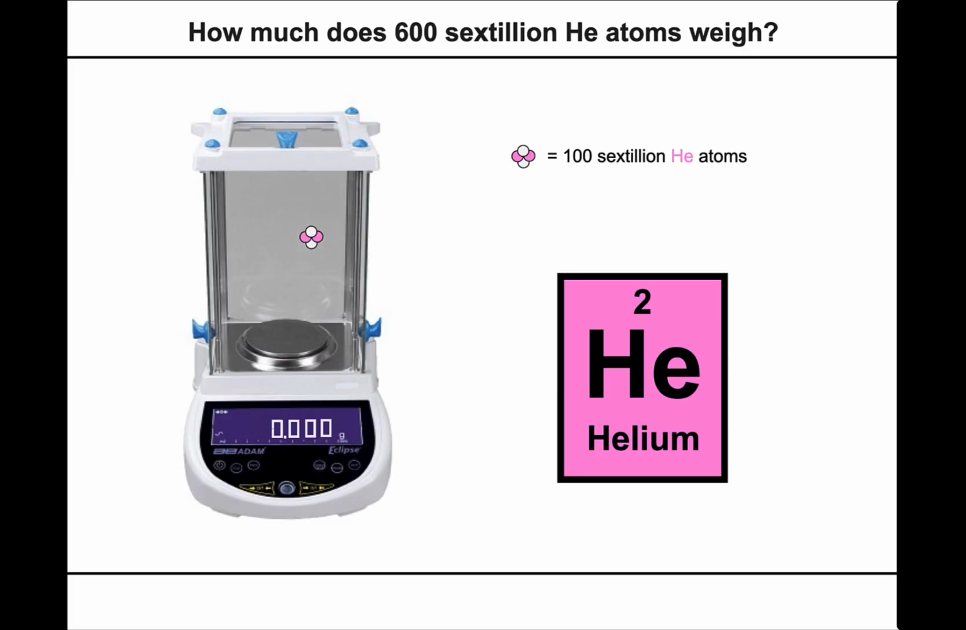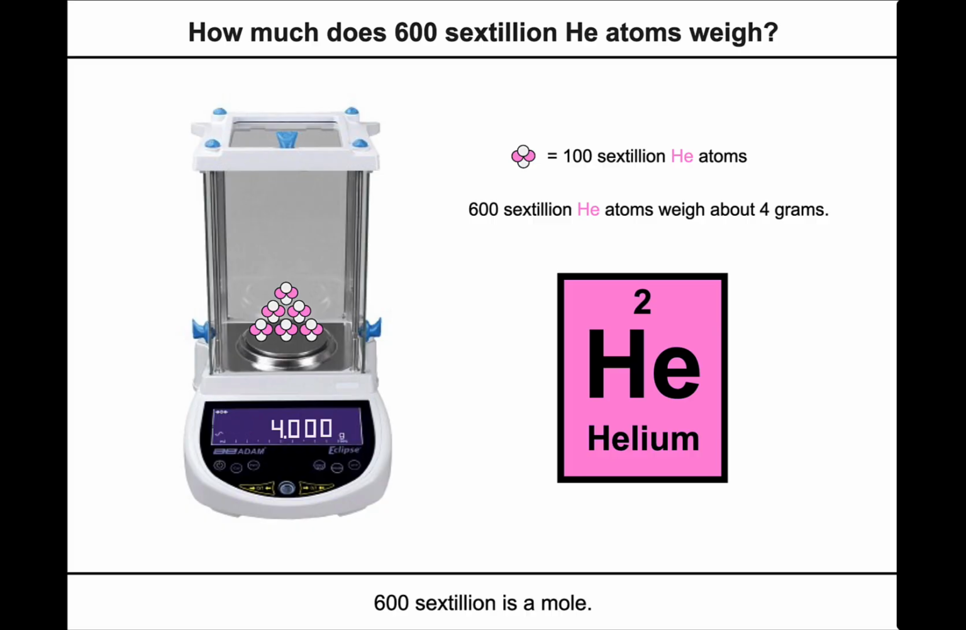So let's weigh this out and see what happens. We're going to weigh something out that weighs 4 times as much as a hydrogen and see how much it weighs. Oh, it looks like it weighs 4 grams. Does that make sense? A helium weighs 4 times as much as a hydrogen. So if I weigh out a mole of them, that mole should weigh 4 times as much as a mole of hydrogen. So what we're looking at is 600 sextillion helium atoms, which weighs about 4 grams. Even though this is heavier, it's still a mole because we have 600 sextillion of that particular atom.